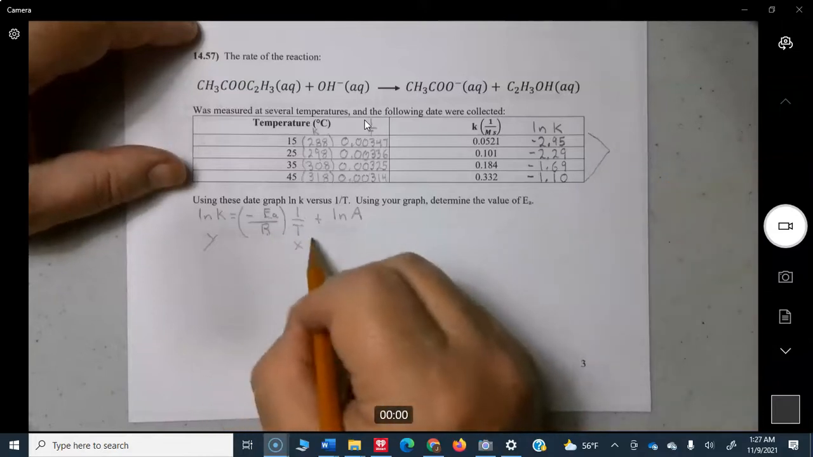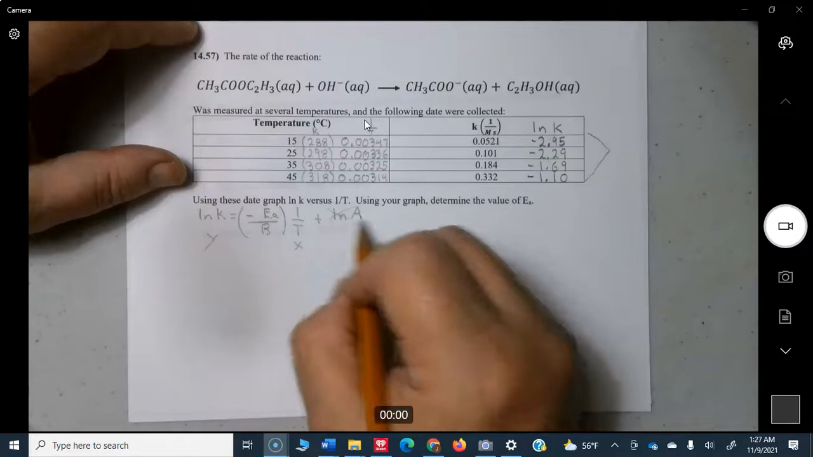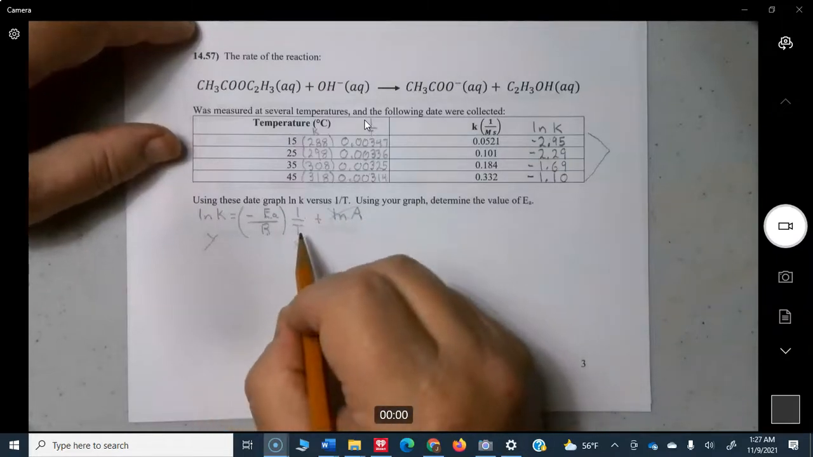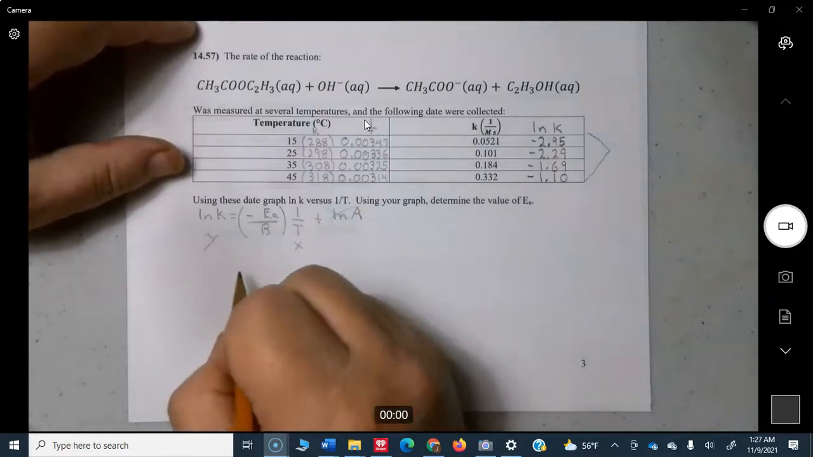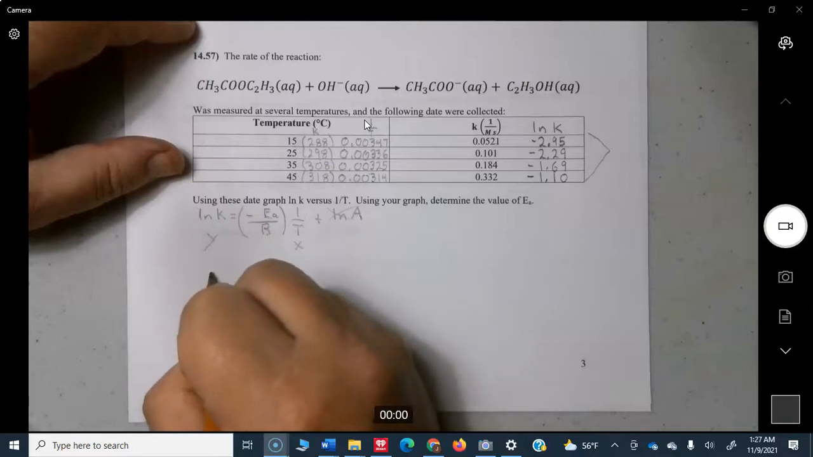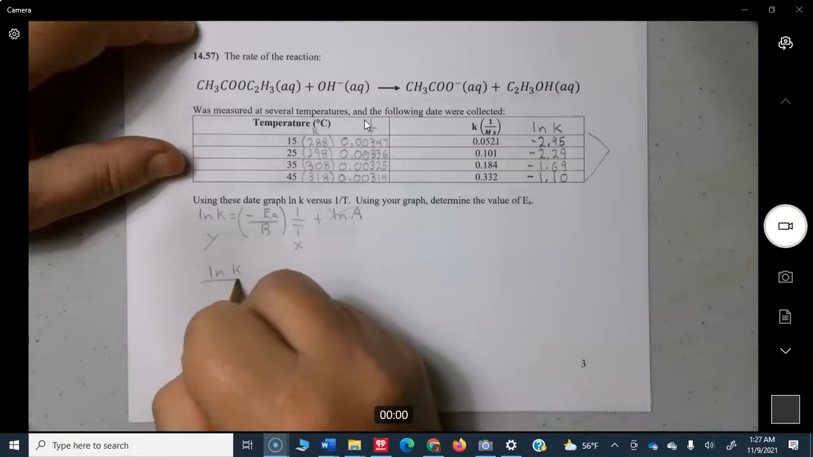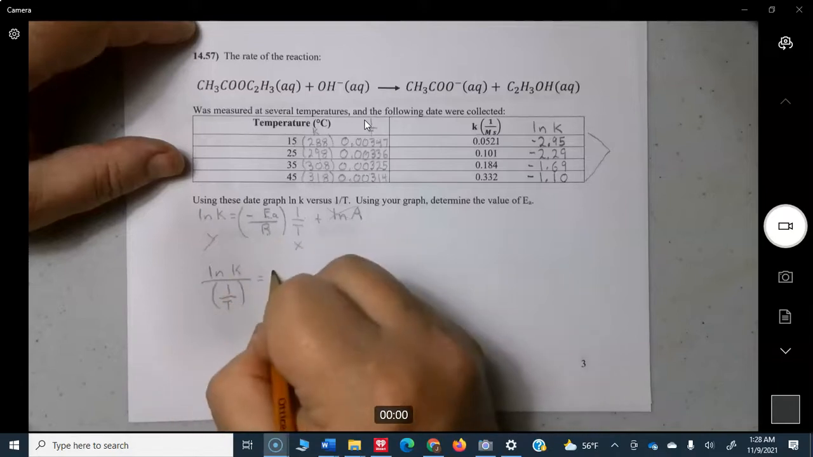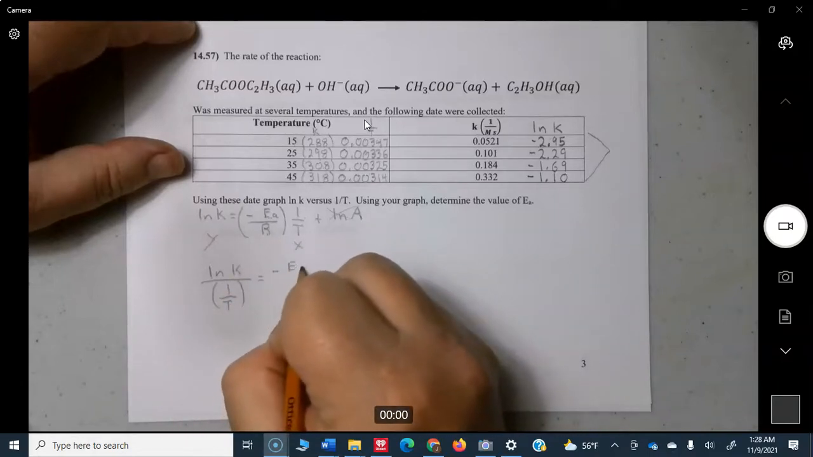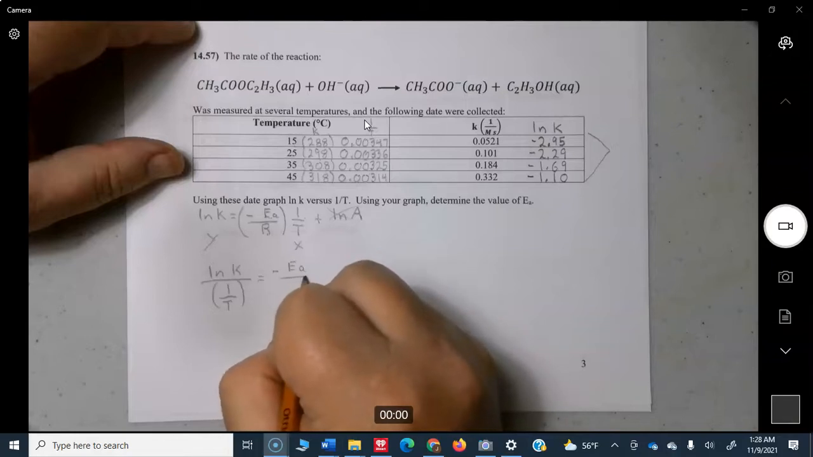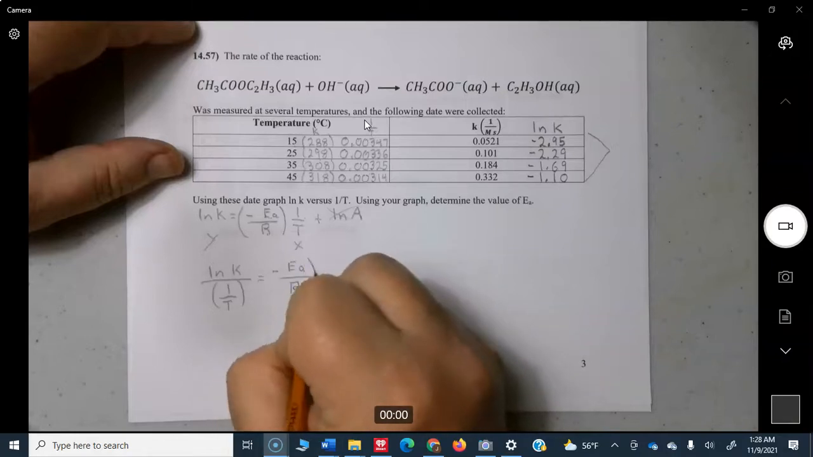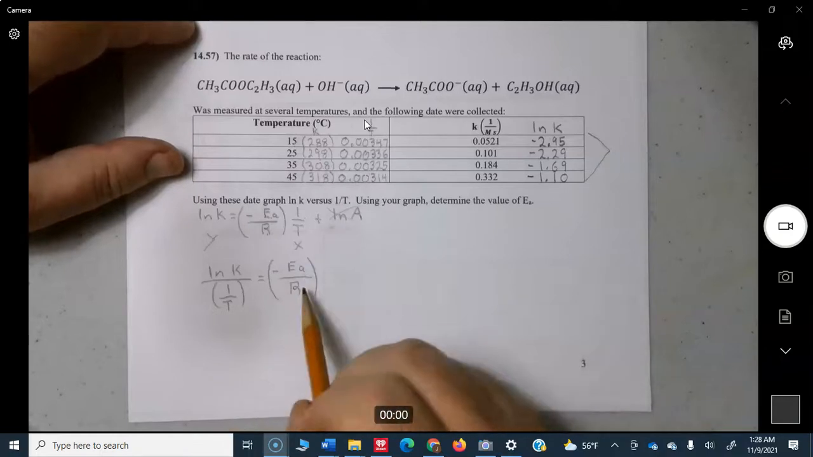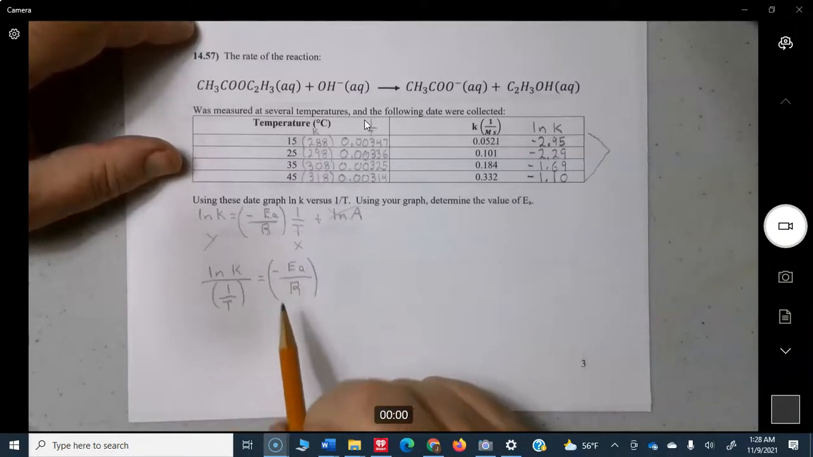So what we're trying to do, let's just go ahead and solve this. We're going to forget about ln right now. We don't care about that. So we're going to solve this. So to get the slope, it's ln k over 1 over t. And that's going to equal this. And that will be the slope of the line.